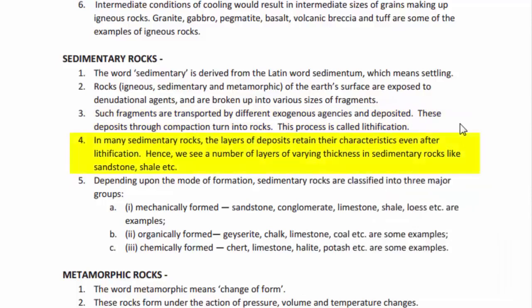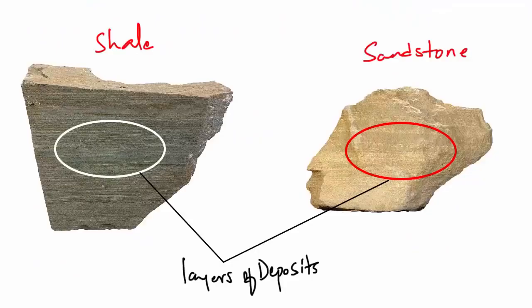In many sedimentary rocks, the layers of deposits retain their characteristics even after lithification. Hence, we see a number of layers of varying thickness in sedimentary rocks like sandstone, shale, etc. So if you look at shale and sandstone, here it is, notice there are line patterns depicting layers. So these are the layers of deposits. They are very much visible. It is not visible in every sedimentary rock.